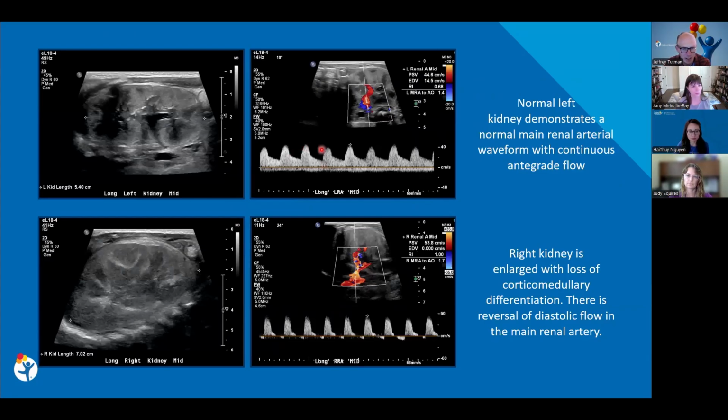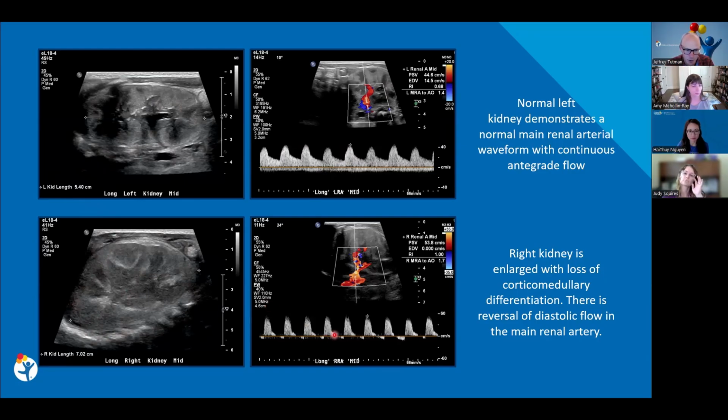In spectral imaging, we can see a normal left renal spectral waveform. We can see our normal velocities here. We can see our normal parenchymal echogenicity. If we compare that to the abnormal right kidney, it's very large, a little bit more than 1.5 centimeters larger than the left kidney. Overall, it's edematous in appearance with loss of corticomedullary differentiation.